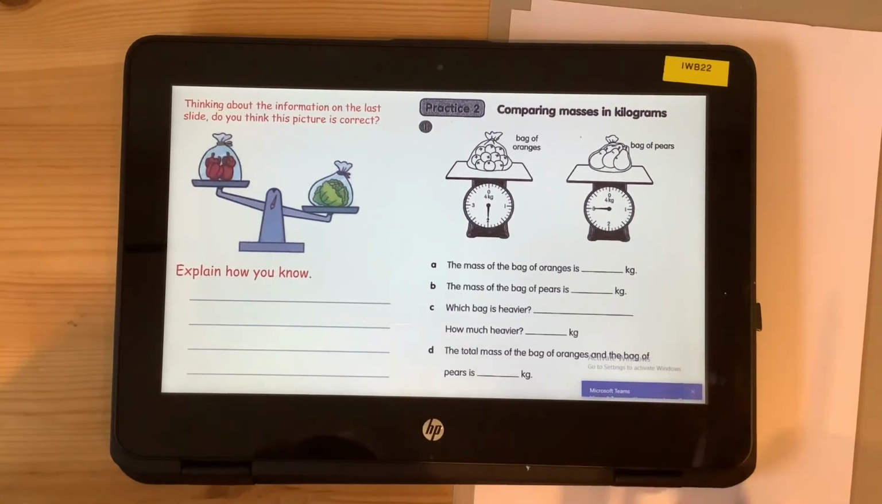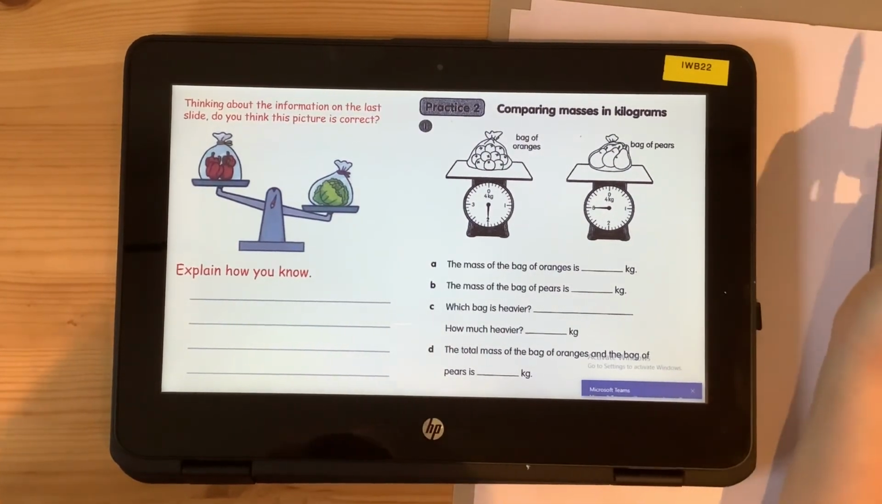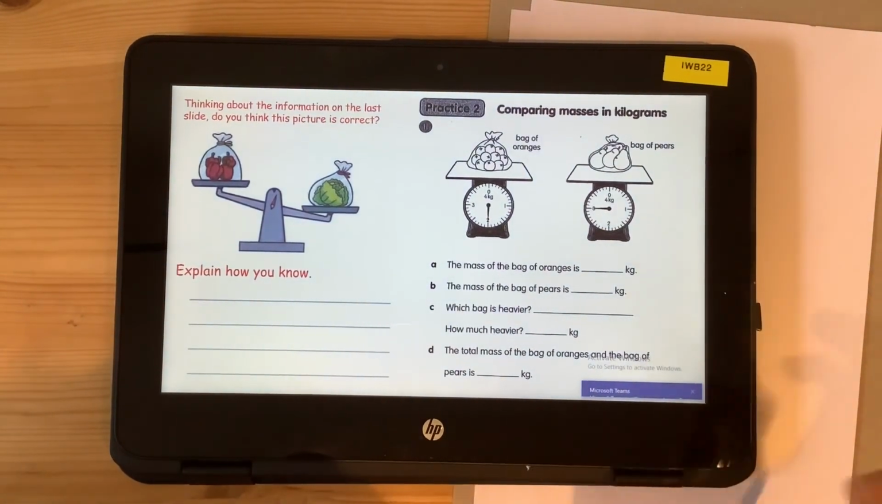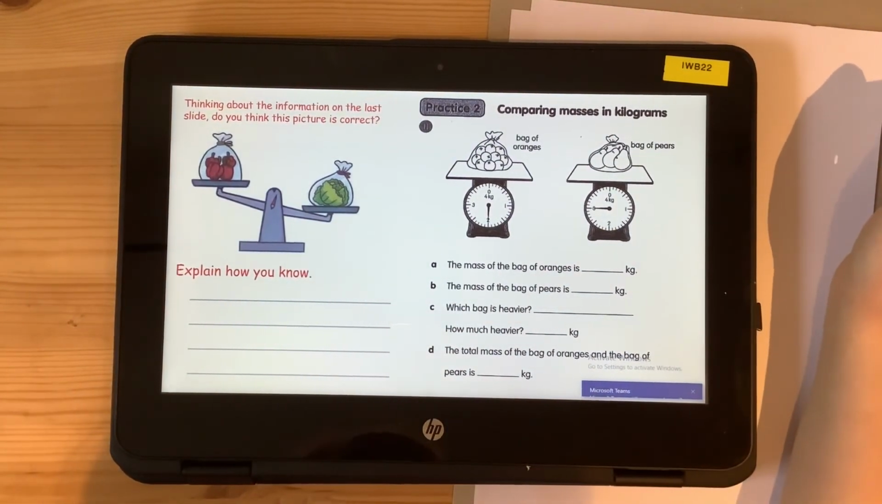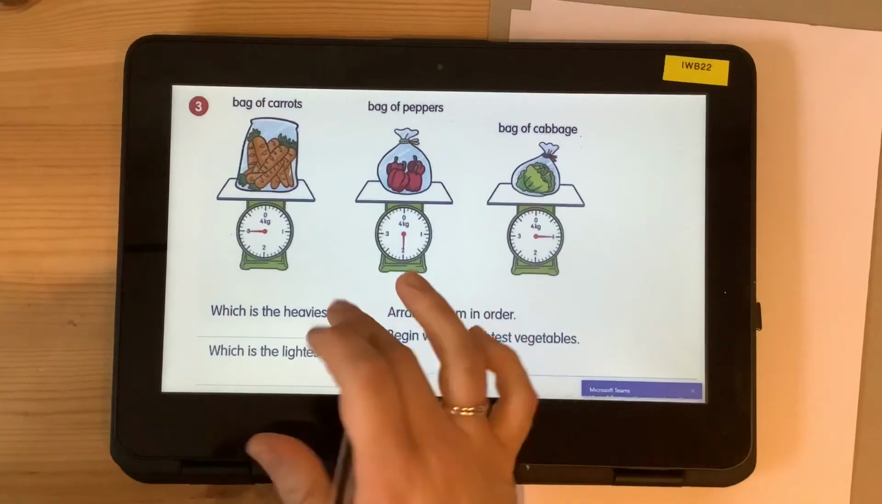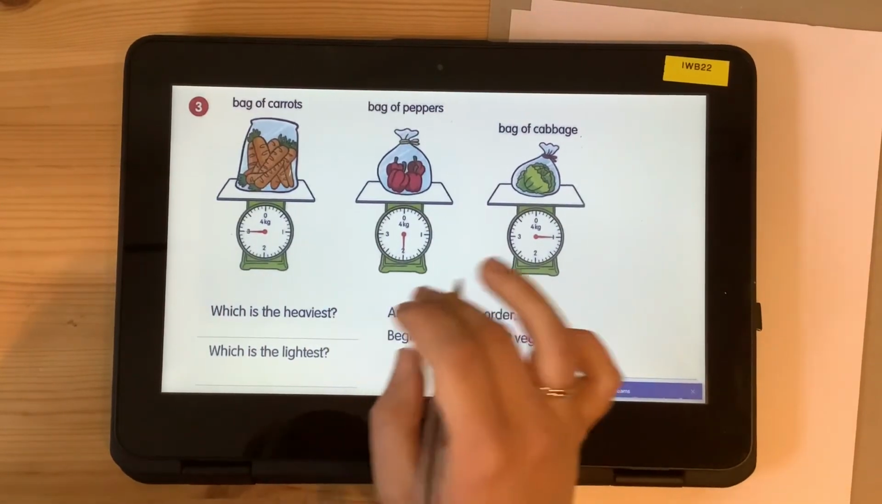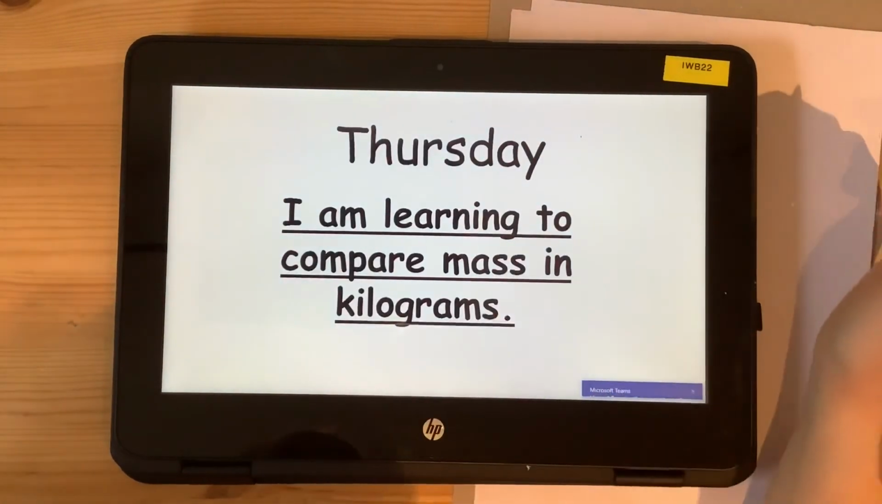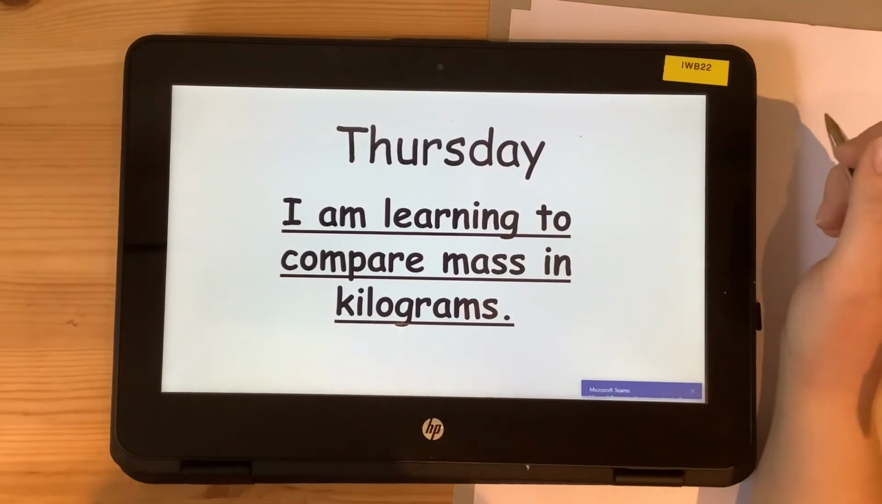And the total mass of the bag of oranges and the bag of pears, if we put them together, we have 3 add 2. So that gives us a total mass of 5 kilograms. So well done if you got that right. It's really important that you just make sure that you think really carefully about the words heaviest and lightest, and you read the scales that you're given carefully. Well done if you got those right.